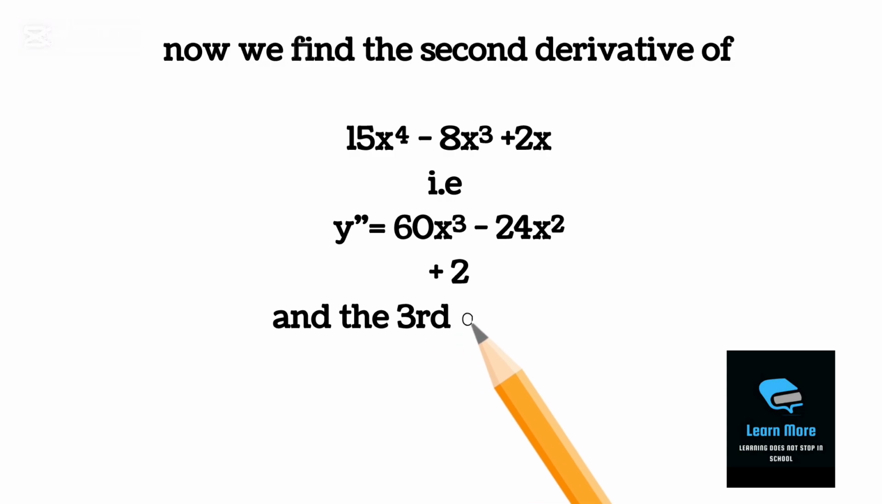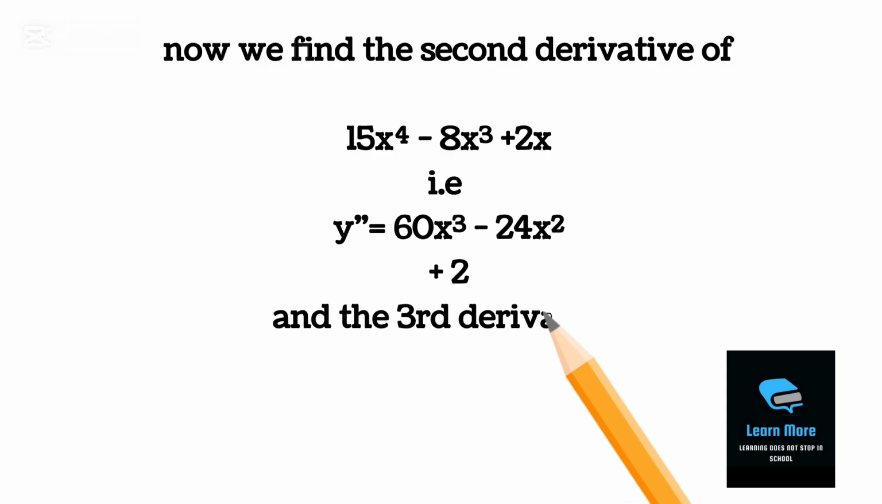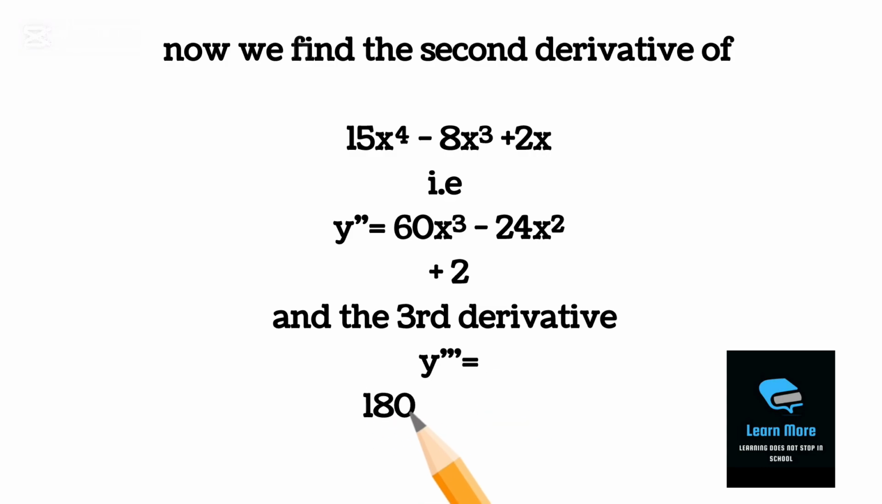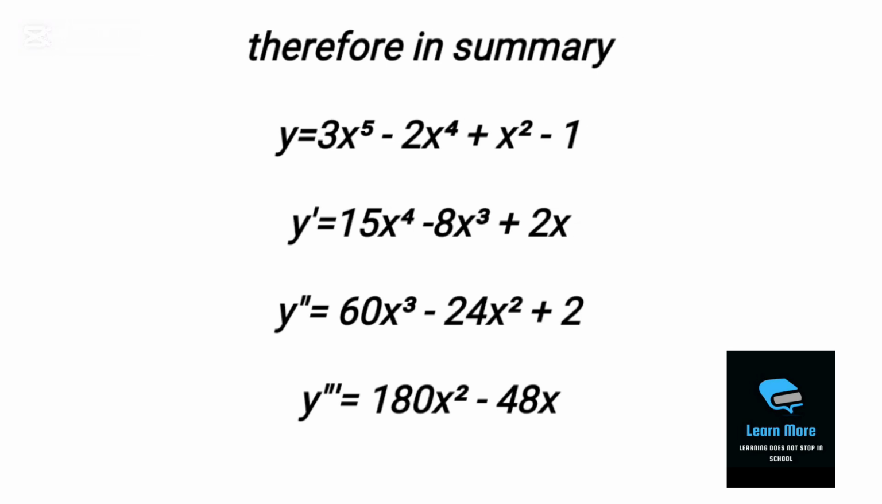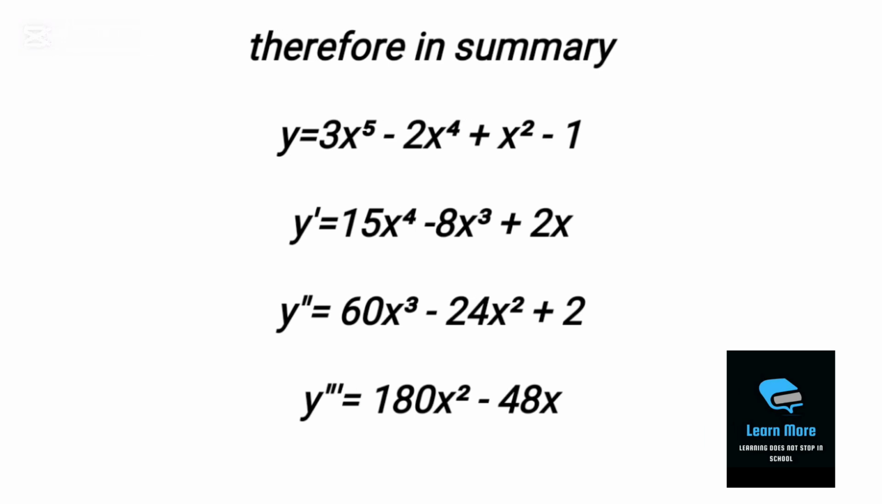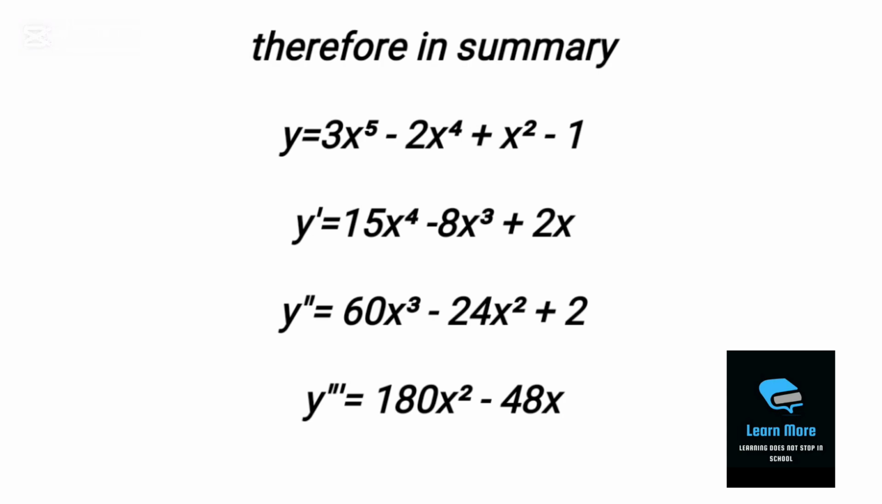minus 8 times 3, 24x, 3 minus 1, 2, plus 2. And the third derivative is going to give us y prime prime prime equal to 60 times 3, 180x raised to power 2, minus 48x. We have this in summary.